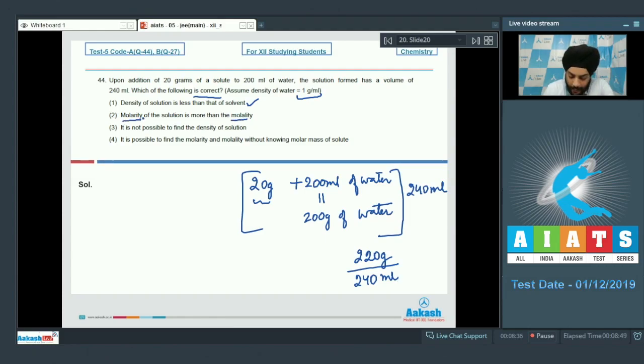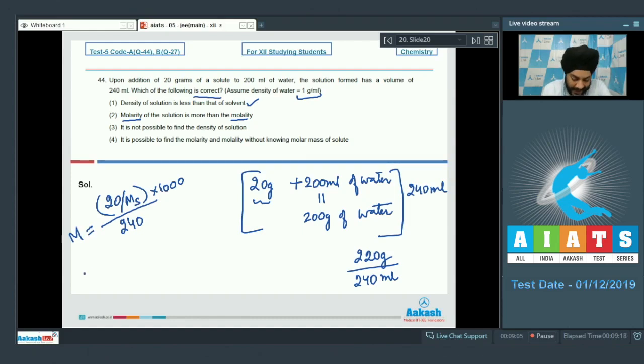So if we talk about the molarity, students, there are 20 grams of solute. If we talk about the molar mass, let us assume it to be Ms. So this many number of moles are present. So if we talk about the molarity, students, it will be equal to the number of moles divided by 240 into 1000. So this is the value of molarity, capital M.